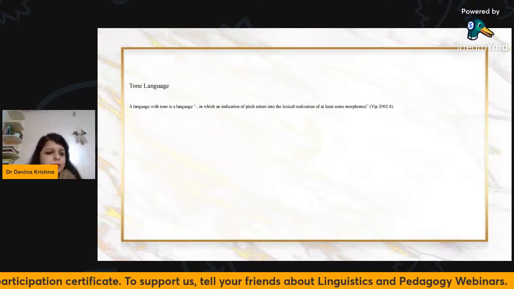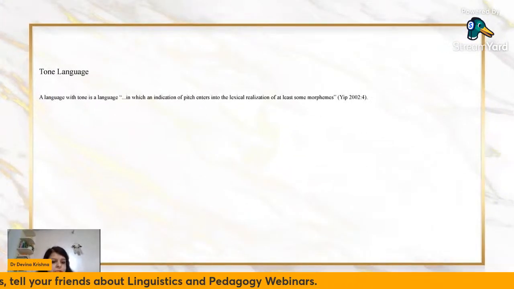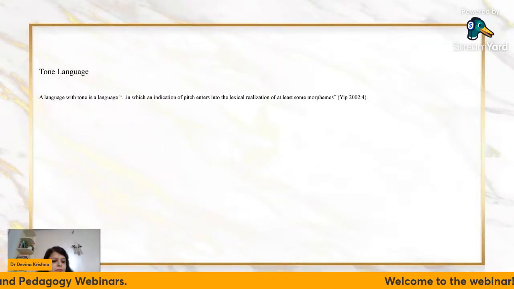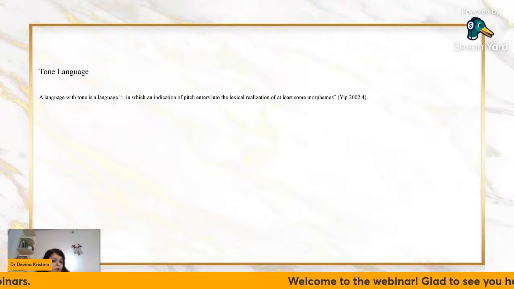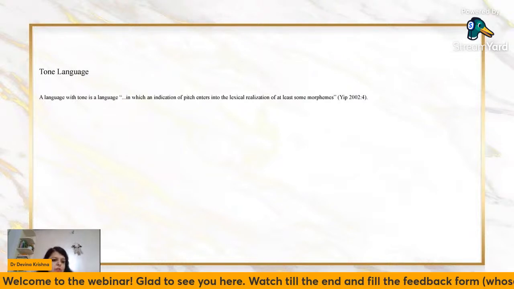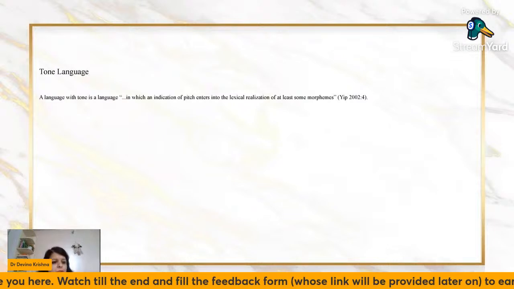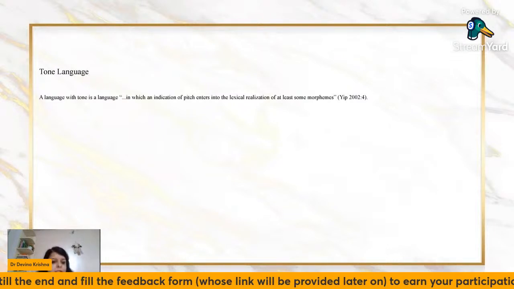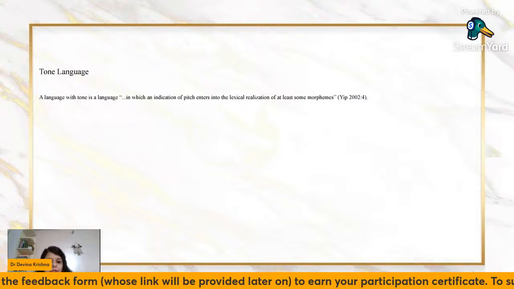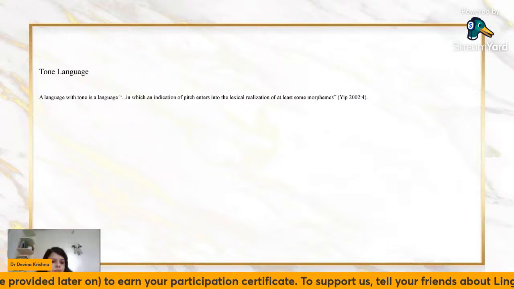So let me talk about tone language. When we say that English is an intonational language, English is not a tone language. As far as the linguistic definition of tone language is concerned, it is said that a language with tone is a language in which an indication of pitch enters into the lexical realization of at least some morphemes. This is a very famous definition by Moira Yip in 2002.